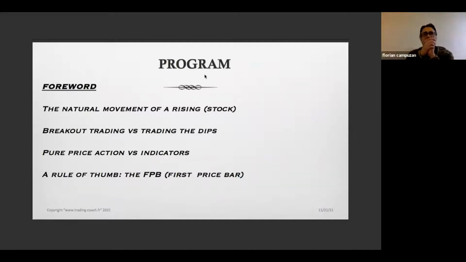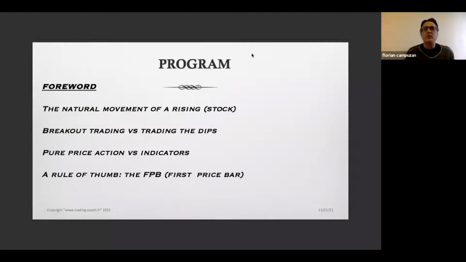Okay, so we're going to start. I will say often "the stock," because I just trade US stocks, but if you trade forex or crypto, it's the same. So I will say stocks, you replace the word by whatever market you play, and it will be the same. There are some nuances, but you will make the difference by yourself.